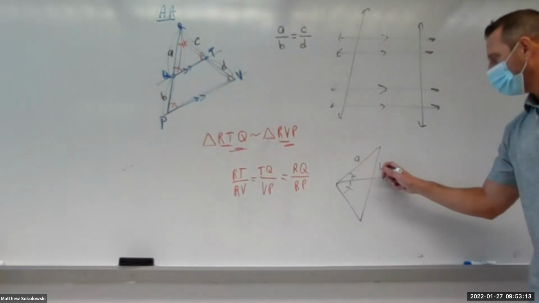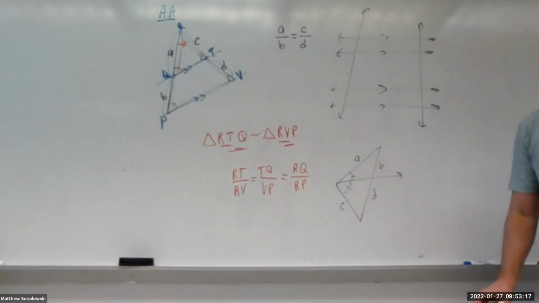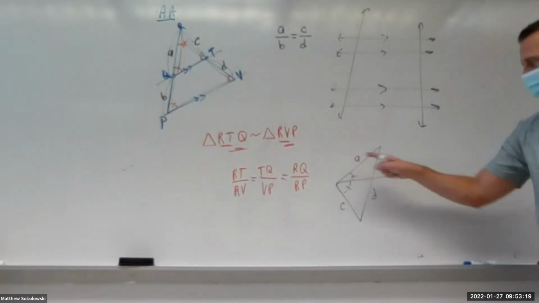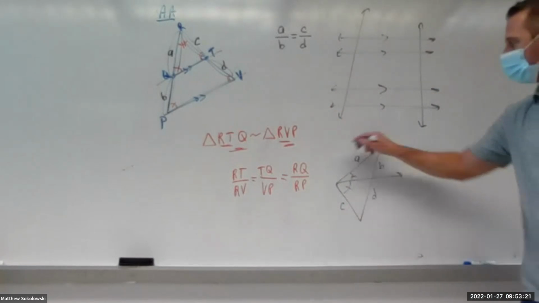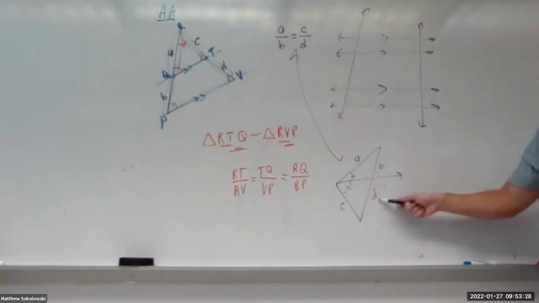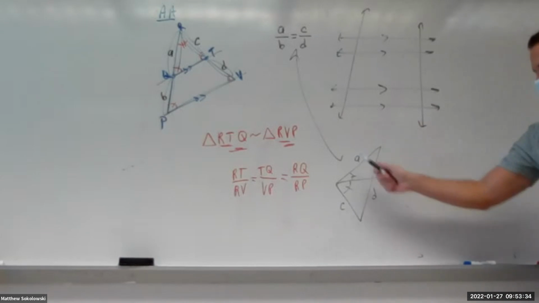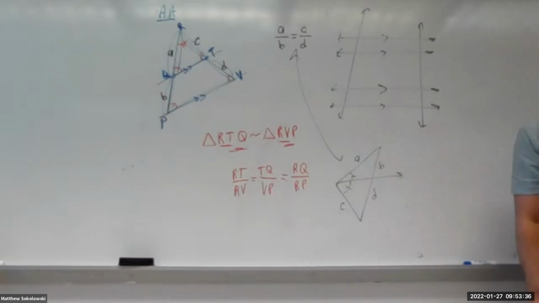A, B, C, D. A over B equals C over D. Same thing. Or you can do A over C equals B over D. The one you can't do is when you crisscross. Remember, you can't do C over B equals A over D. You can't do that. Right? You remember this?